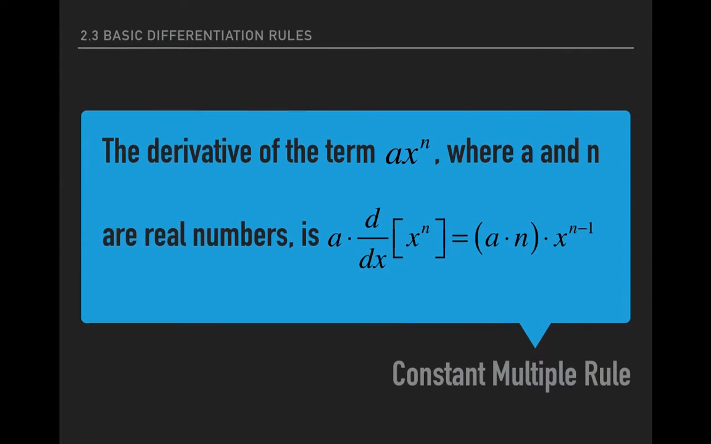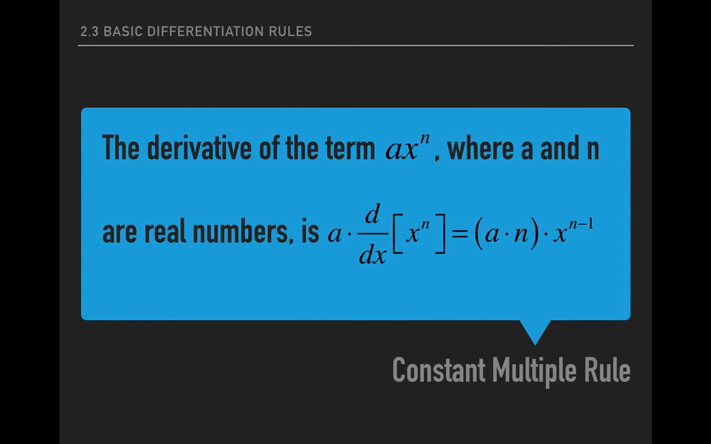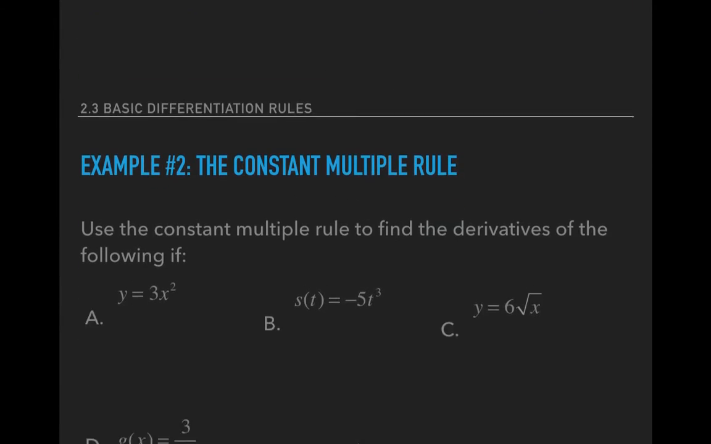So let's look at our next rule. When you have the derivative of a term like such, where you have a number times a power function, all you end up doing is multiplying that number, we'll call it a, times the derivative of your power function. Let me show you in some examples.